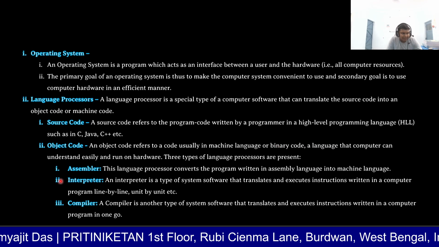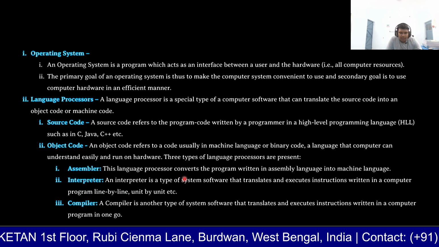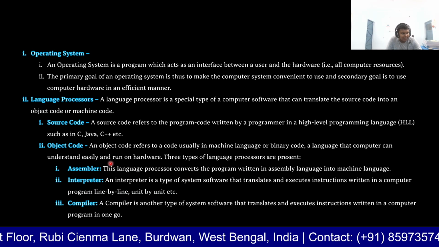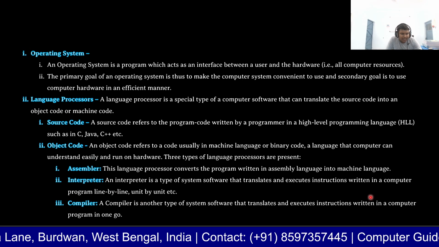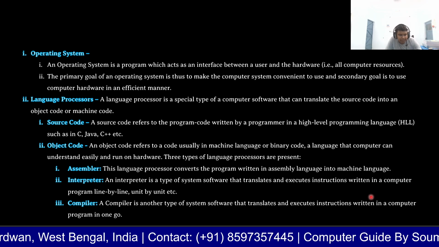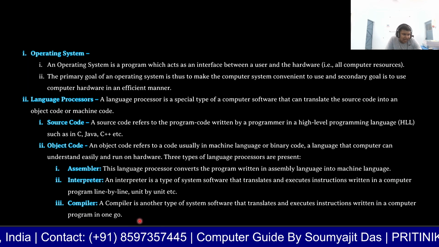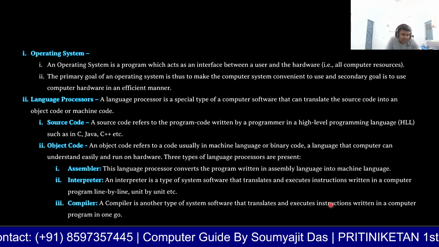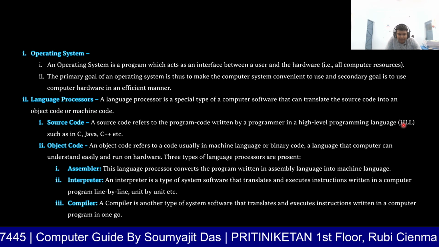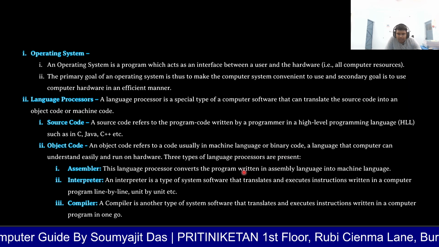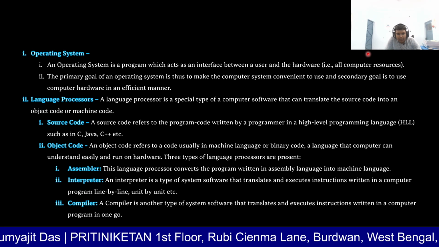Three parts are there: assembler, interpreter, and compiler. The assembler translates the program written in assembly language into machine code. An interpreter is a type of system software that translates the instructions written in a computer program line by line, unit by unit. A compiler is another type of system software that translates and executes instructions written in a computer program in one go. Interpreter, step by step; compiler, in one go.